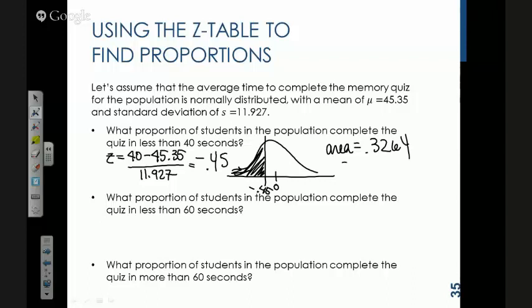So about 32.64% of students would have completed this in less than 40 seconds. Or the probability that we randomly choose another child and they complete it in less than 40 seconds is 0.32. Okay, so y'all work on the next two.